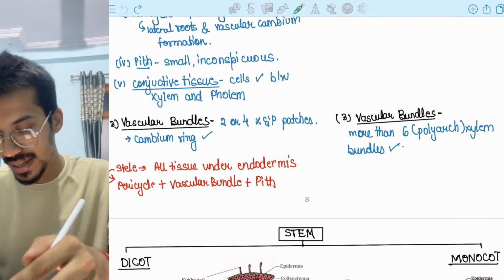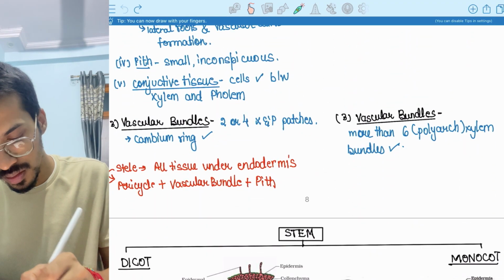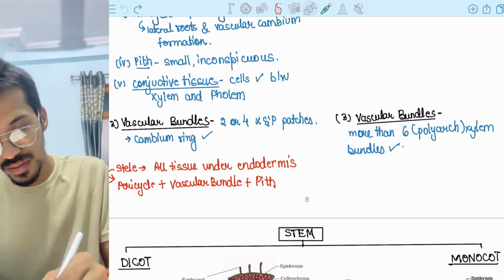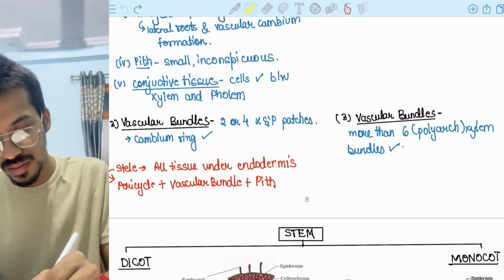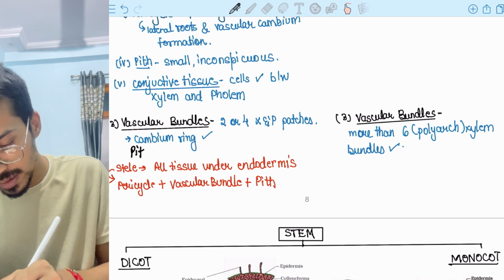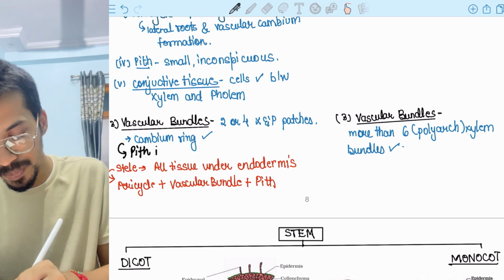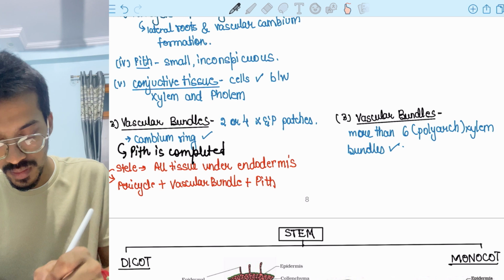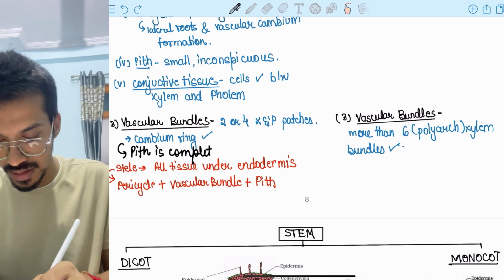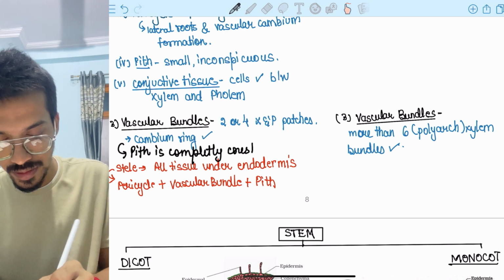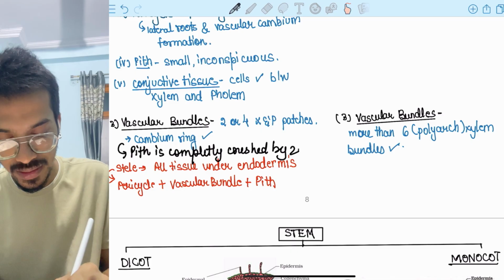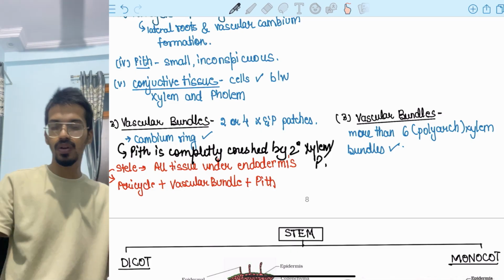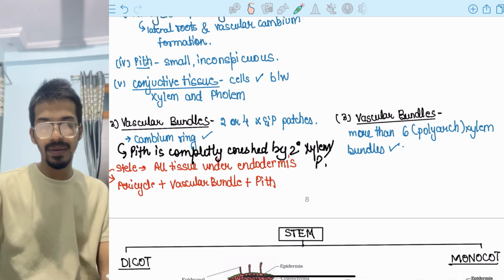So if we have to write it, we can write it: due to which pith is completely crushed by secondary xylem and phloem. Okay, this we will remember.